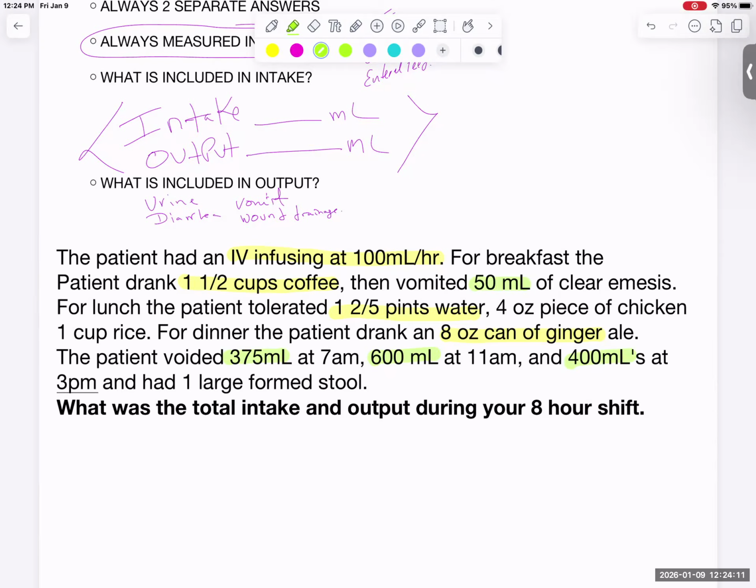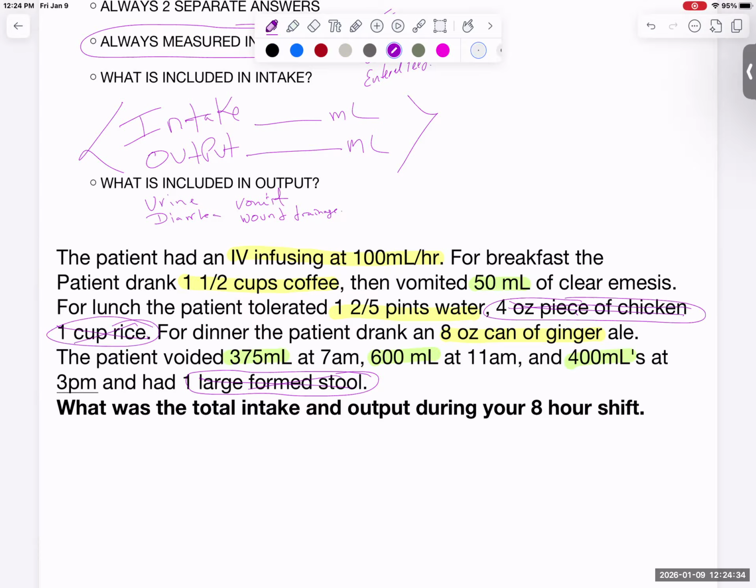And then what if they had a bowel movement? Do I count that? No. Why? Because the body pulled the moisture from that stool. It's the point of the intestine. So it's formed. How am I going to measure it? It's not going to give me a liquid amount, right? So it's formed. One cup of rice, it's a solid. A 4-ounce piece of chicken, it's a solid. So it's not part of intake.